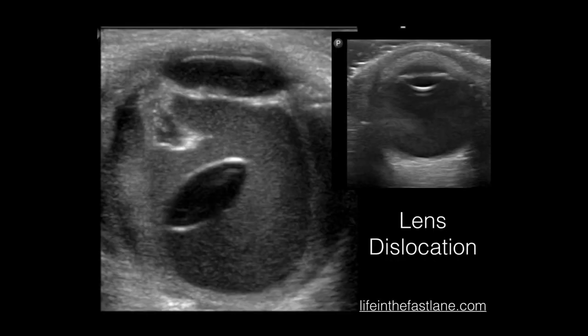So what else can we be seeing? Here is an example of a lens dislocation. This kind of goes along with the anterior chamber and also posterior chamber. So we're going to transition from front to back.